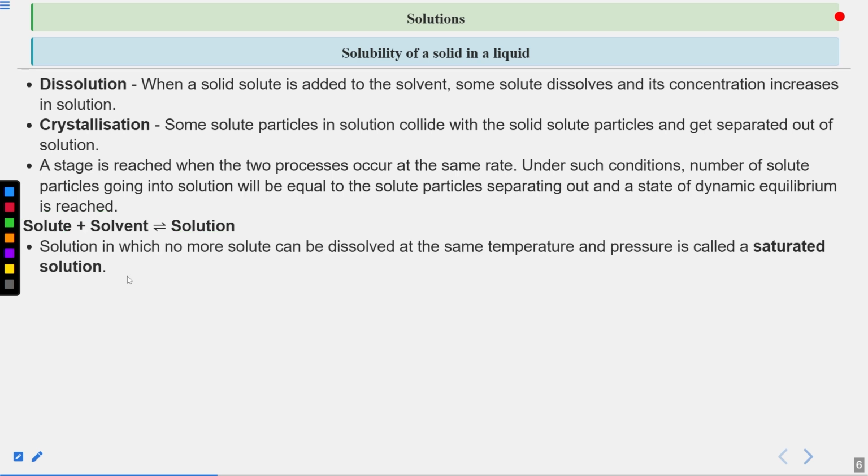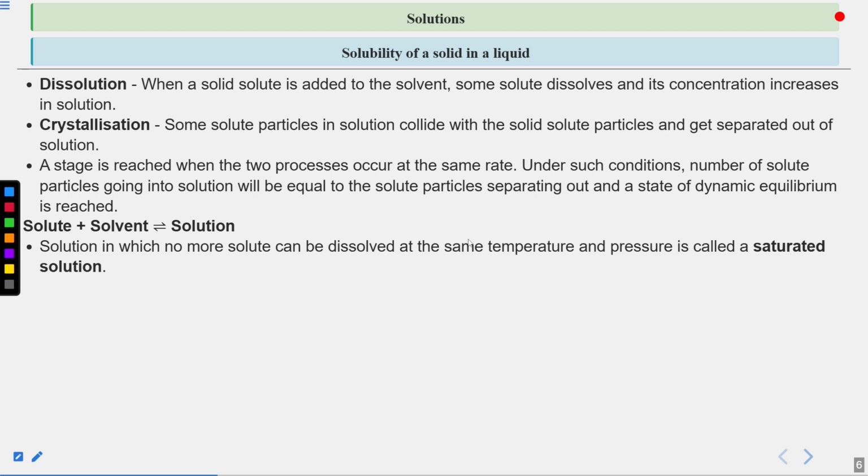The solution which is not capable of dissolving any solute further at a given temperature and pressure is called saturated solution. So why is it written that at a given pressure and temperature? Suppose at 100 degrees Celsius, 5 gram of sugar is dissolvable in 100 milliliter of water. So this is just an example.